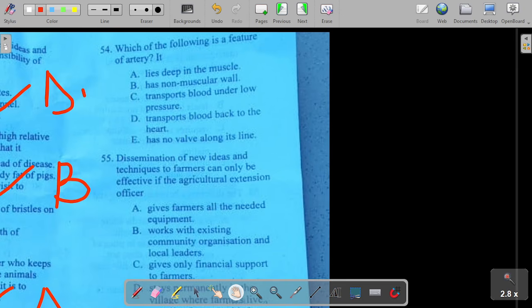54. Which of the following is a feature of artery? Artery helps to transport oxygen in the body, transport blood and oxygen. Number 1 is a feature of artery, helps transport blood under high pressure, yes.